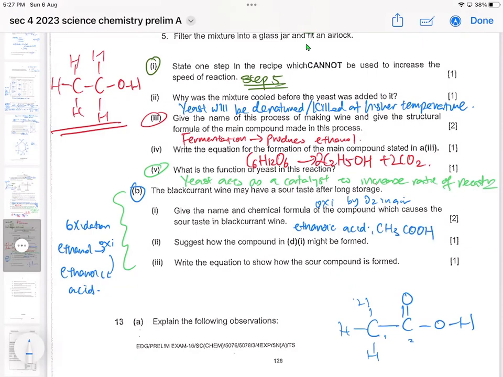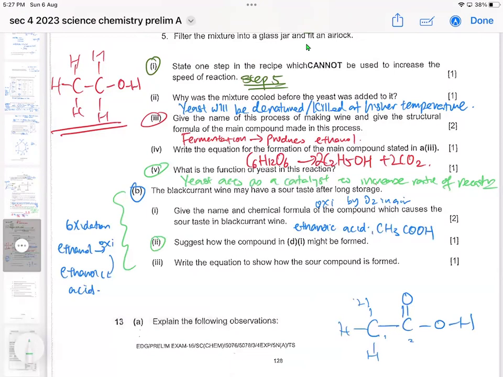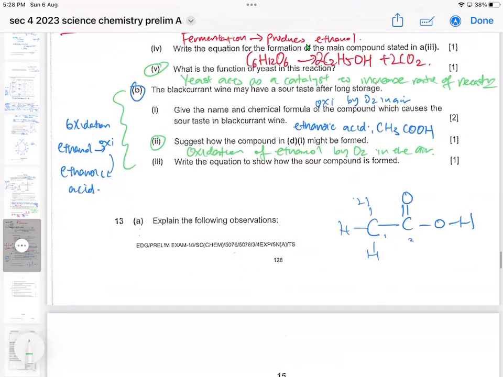CH3COOH. So for part 2, how is it formed? As we mentioned, this is very likely caused by the oxidation of ethanol by oxygen in the air. For oxidation, the way to do it is always alcohol plus O2 to give you the acid plus water. This is the easiest way to remember.